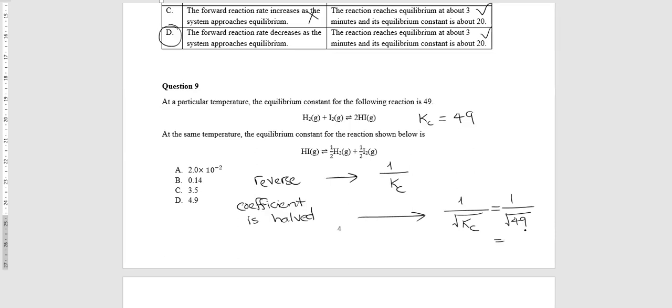I cannot believe I just did that. Oh my god, that is so bad.